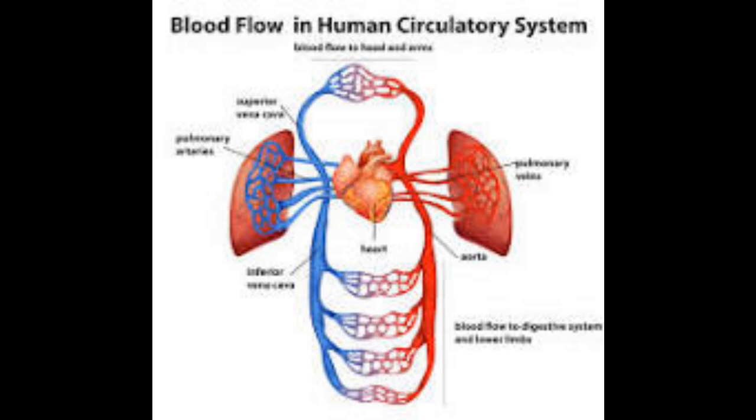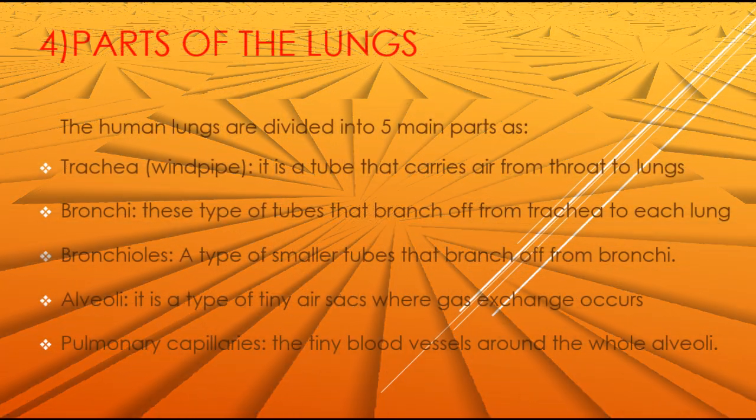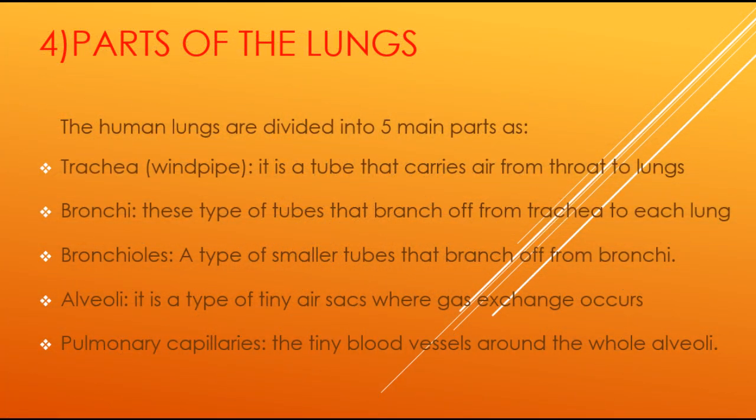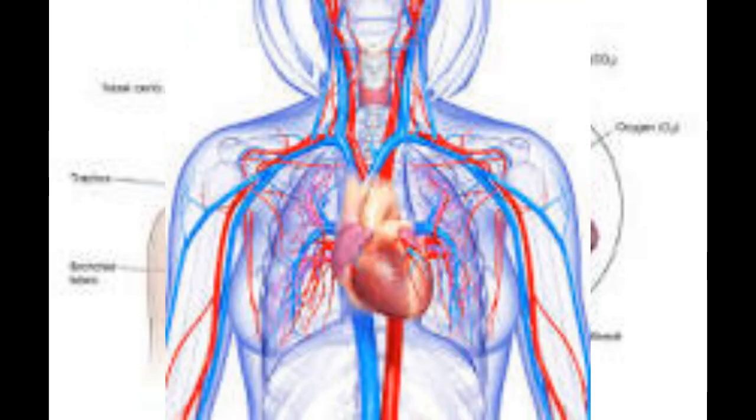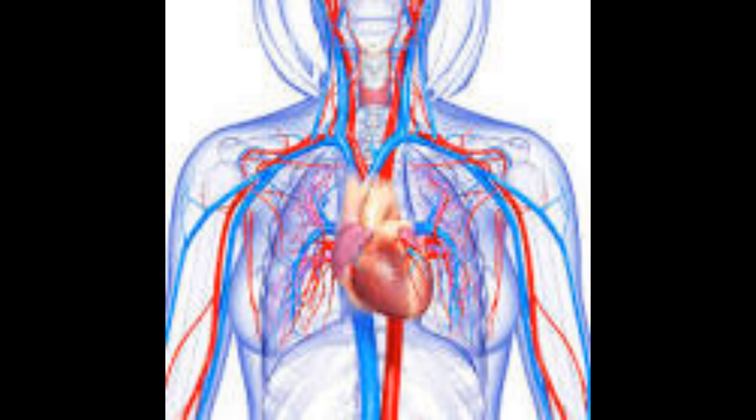4. Parts of the lungs. The human lungs are divided into 5 main parts. A. Trachea, windpipe. It is a tube that carries air from the throat to the lungs. B. Bronchi. These are tubes that branch off from the trachea to each lung. C. Bronchioles, smaller tubes that branch off from the bronchi. D. Alveoli, tiny air sacs where gas exchange occurs. E. Pulmonary capillaries, the tiny blood vessels around the alveoli.